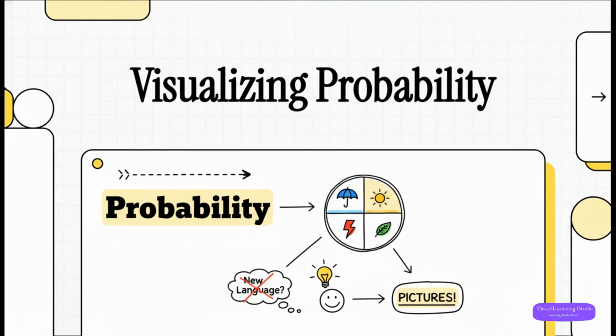Hey everyone, and welcome. Have you ever looked at a probability problem and felt like you were trying to read a completely different language? All those symbols, all those formulas? It can be really intimidating. But what if I told you there's a way to actually see the answer without memorizing a single equation? Well, today we're going to do just that. We're going to unlock probability using pictures.